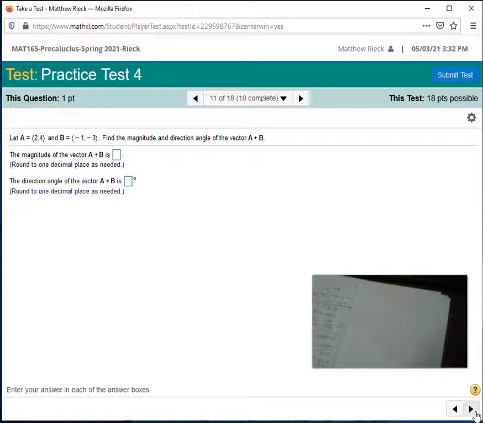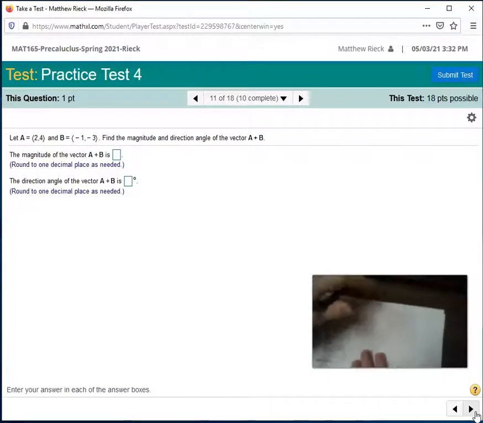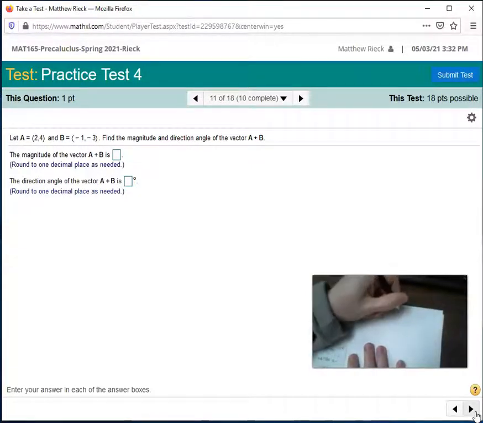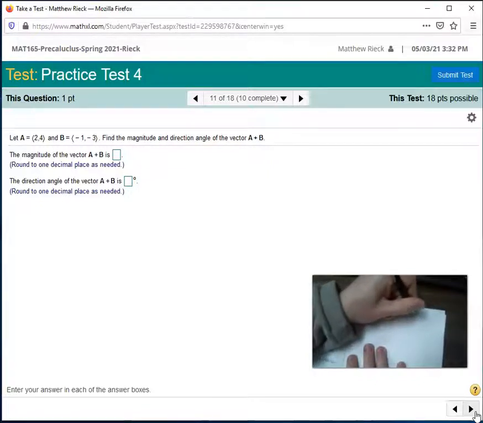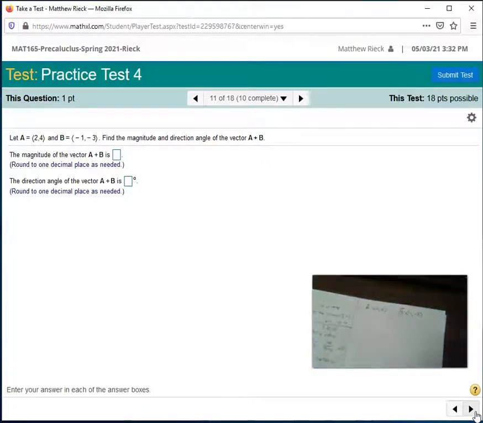So the next thing we talked about here is dealing with vectors and operations with vectors. So here we have a vector A. The components of that vector are 2, 4. And we have a vector B whose components are -1, -3. All right. And we're asked to find the magnitude and direction of the vector A plus B.